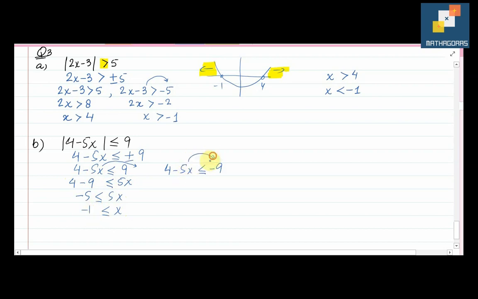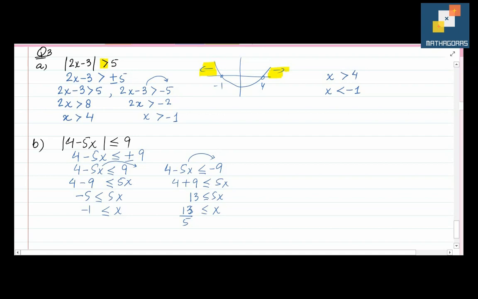Doing the same method here, it's 4 minus 9, when I shift it to the left side it's positive 9, which should be less than or equal to 5x. So 9 plus 4 will be 13, and here is 5x. x should be greater than or equal to 13 divided by 5. Now you have both values of x.